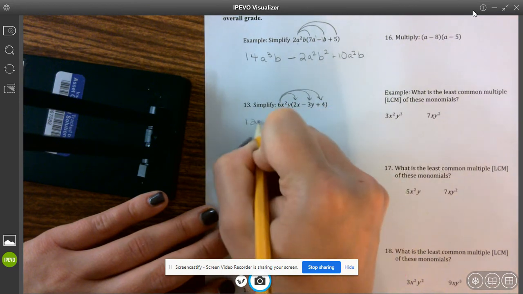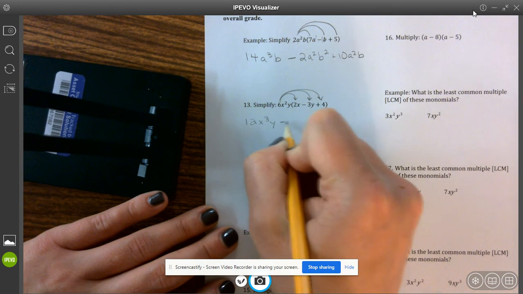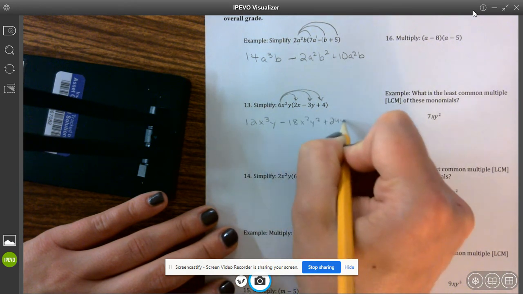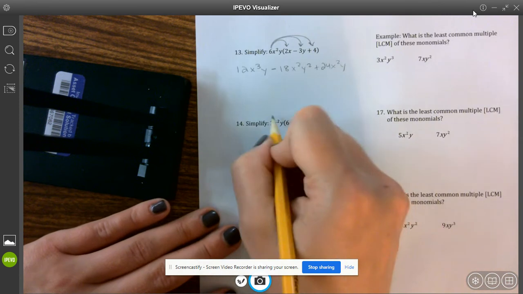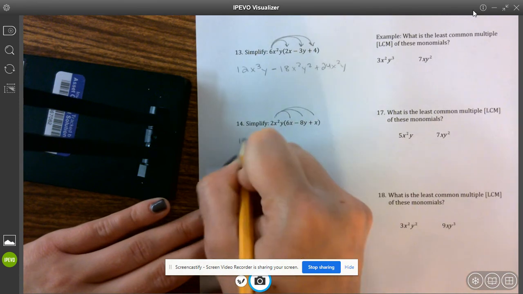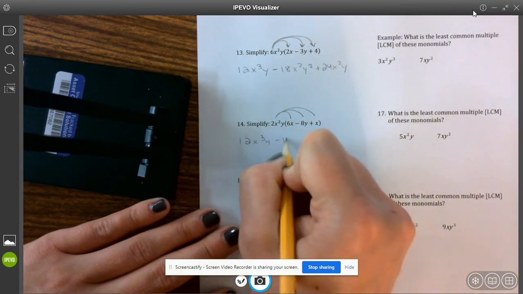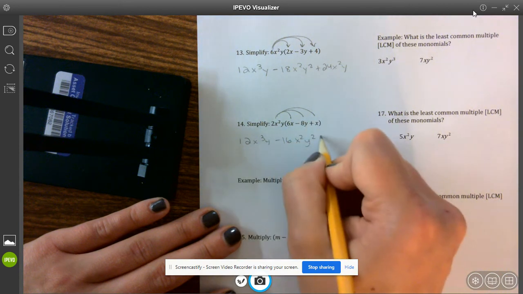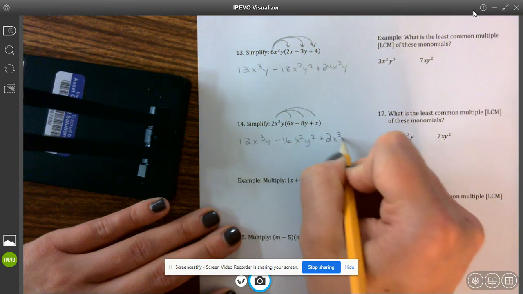6 times 2 is 12, x to the 3rd y, minus 18x squared y squared, plus 24x squared y. 12x to the 3rd y, minus 16x squared y squared, 2x cubed y.